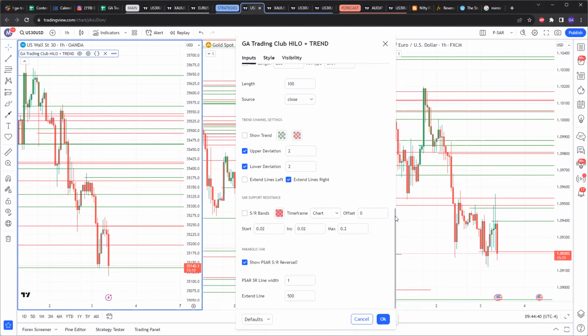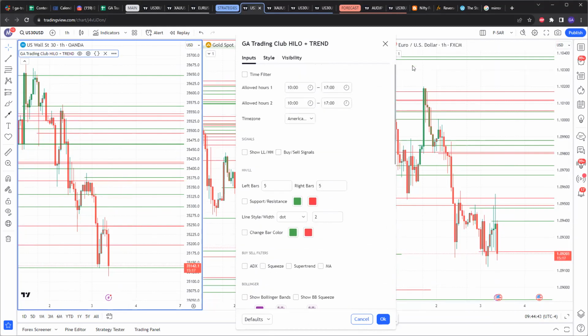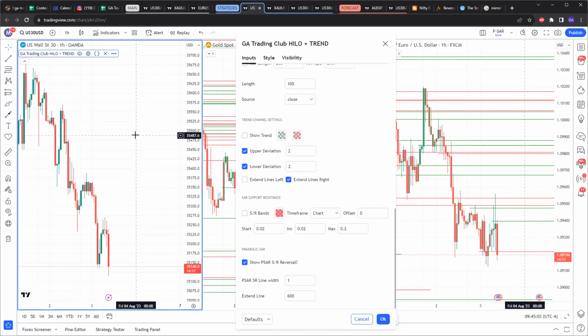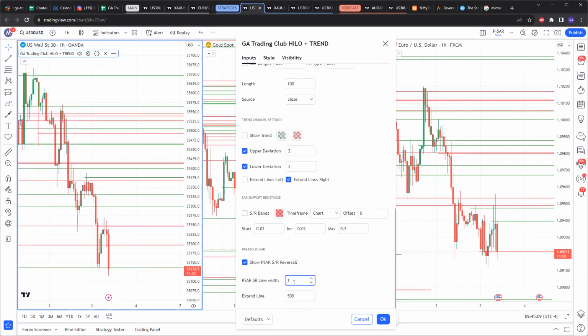So what I did, I just take any of the indicators and turn off everything else but the show PSAR, the parabolic SAR zones. For me, I extended the line till 500. Now the TradingView limit is 500. If you do anything above 500 or 600, you'll see that those lines will disappear, because TradingView's limit is 500. You can also change the line width between 1 and 2. The default is 2. For me, I just put 1.